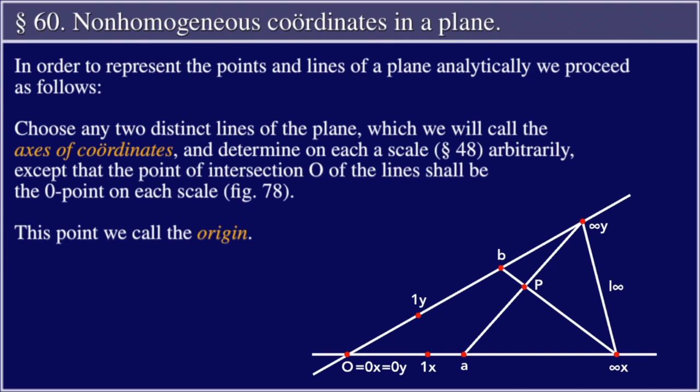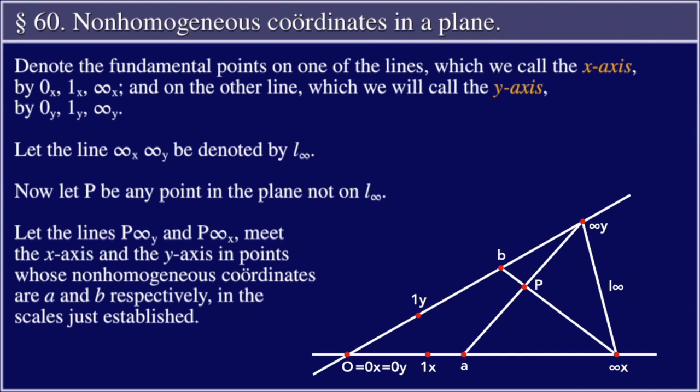This point we call the origin. Denote the fundamental points on one of the lines, which we call the x-axis, by 0x, 1x, infinity x, and on the other line, which we will call the y-axis, by 0y, 1y, infinity y. Let the line infinity x, infinity y be denoted by L infinity. Now let P be any point in the plane not on L infinity.